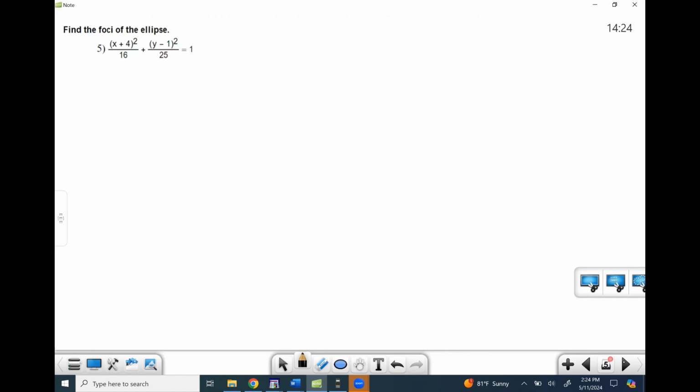All right, number 5. Almost the same thing. So we have to find the center. So change the signs on those. So -4 and +1 is where the center is. This time the bigger number is under Y, right? So that means it's bigger in the Y direction. So we'll have an ellipse that goes up and down, right? So our foci lie on the major axis, so the foci will go up and down. So that's why all the action is going to happen to the Y value.